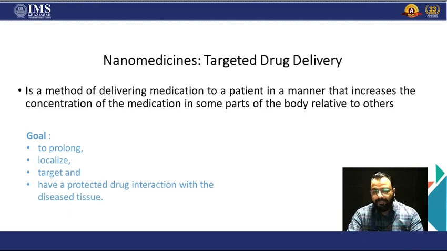The importance of targeted drug delivery is that we can have prolonged exposure to the drug, we can localize it to a specific target, and we can have a protected drug interaction with the diseased tissue. These are some goals and benefits which can be achieved using a targeted drug delivery system with nanomedicines.